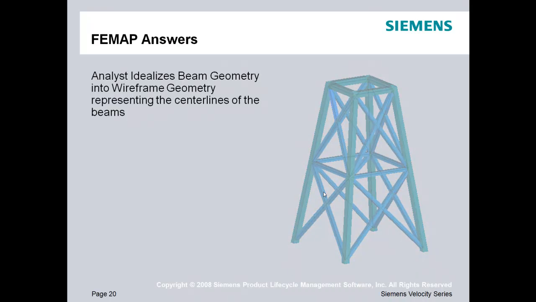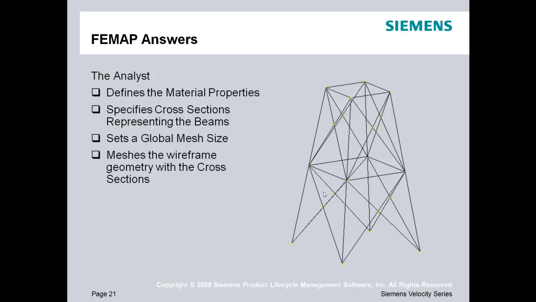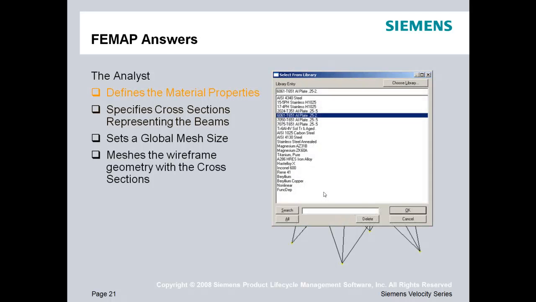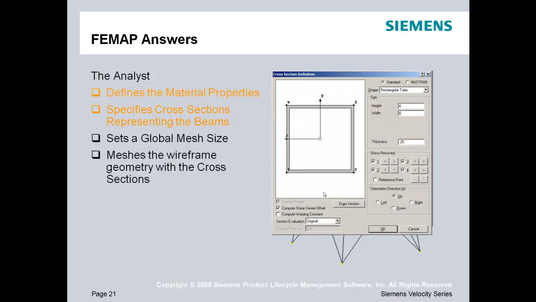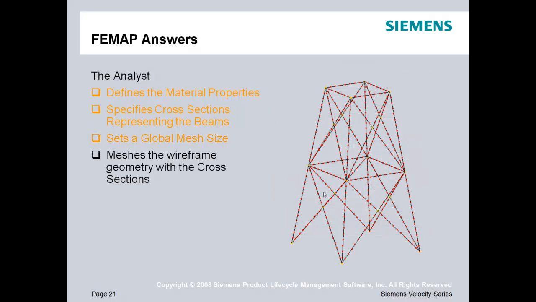You bring in your solid model, extract some center lines to find the center of the geometry, and then the analyst would basically specify a material property, our 6061 T6 aluminum. You then set up your cross sections, the simple 6x6, 4x4 boxes. Set a global mesh size and then mesh it.